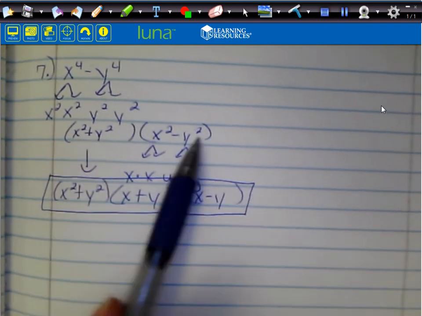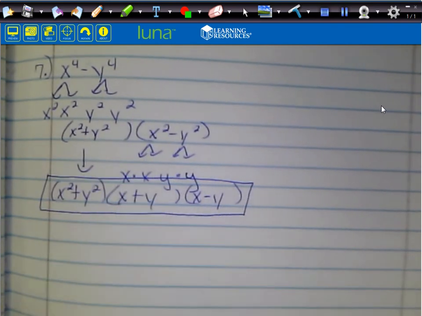So I couldn't have stopped here because that one wasn't completely factored, because I could have done the difference of perfect squares again. We're not going to check this one because we checked the last one. Please make sure you have all of the work written before you move on.